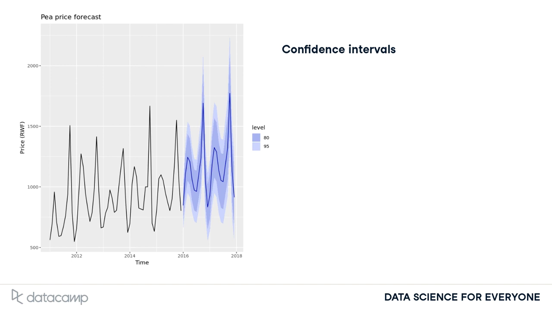We see two confidence intervals, 80% and 95%. The model is 80% sure that the true value will be in the area labeled as 80. Same goes with the area labeled as 95. If we're using this forecast to make big decisions, confidence intervals can help us buffer for the unexpected.